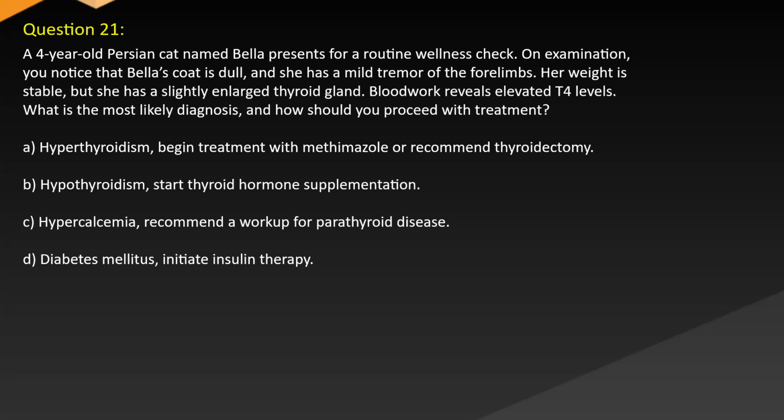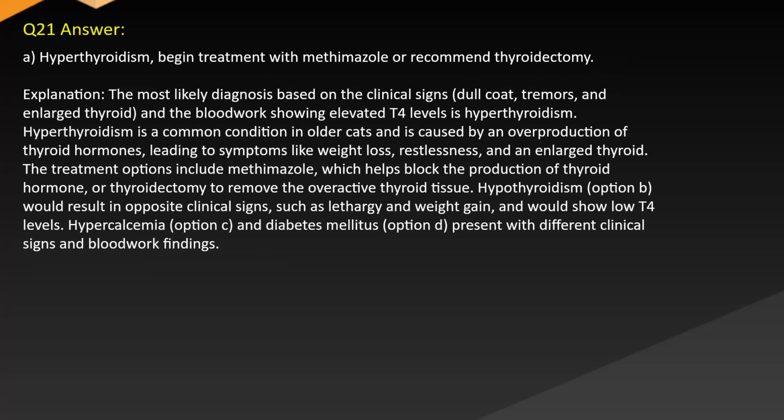A. Hypothyroidism. Begin treatment with methimazole or recommend thyroidectomy. B. Hypothyroidism. Start thyroid hormone supplementation. C. Hypercalcemia. Recommend workup for parathyroid disease. D. Diabetes mellitus. Initiate insulin therapy. Answer A. Hypothyroidism. Begin treatment with methimazole or recommend thyroidectomy.